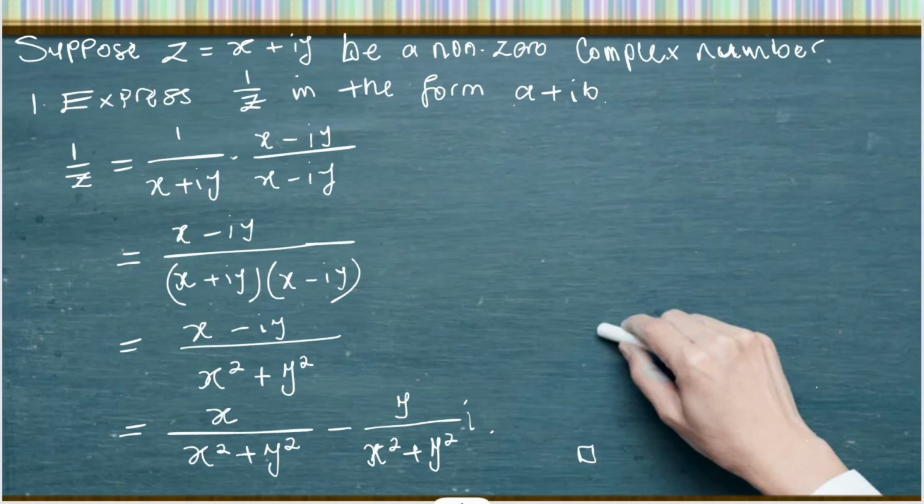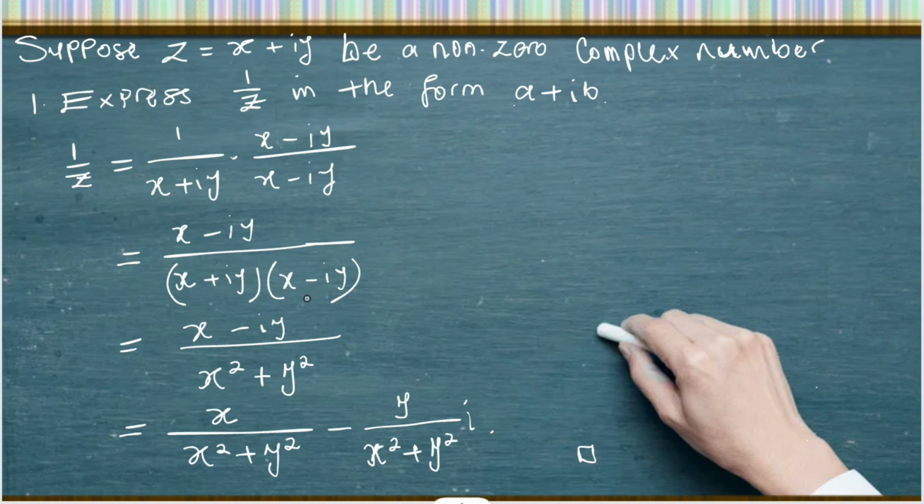Now, 1 over z will be equal to, so where there is z, we put x plus iy, and multiply both the numerator and the denominator by the complex conjugate of the denominator, which is x minus iy. Now, when we do that, in the numerator we have x minus iy, in the denominator we have that multiplication.